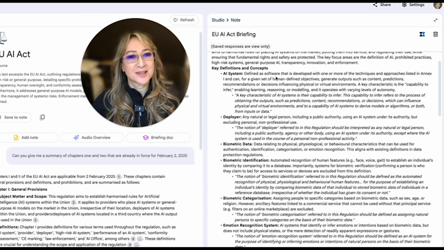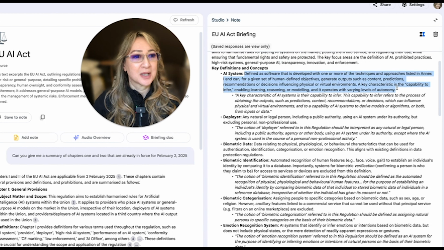It's defined as software that is developed with one or more techniques and approaches listed in the Annex 1, and can, for a given set of human-defined objectives, generate outputs such as content, predictions, recommendations, or decisions influencing physical or virtual environments. And a key characteristic is the capability to infer, so enabling learning, reasoning, or modeling, and it operates with varying levels of autonomy. So here, let me just highlight, this is the actual definition here of AI systems.